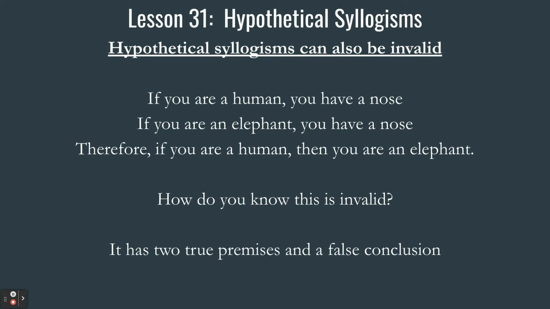And when I look up there, are the two premises true? Yes. And what is the conclusion? False. Absolutely. I hope that we all know that we are humans and not elephants. So that's two true premises and a false conclusion. So we know that must be invalid, because every invalid syllogism has two true premises and a false conclusion.